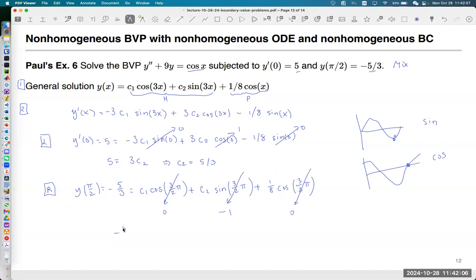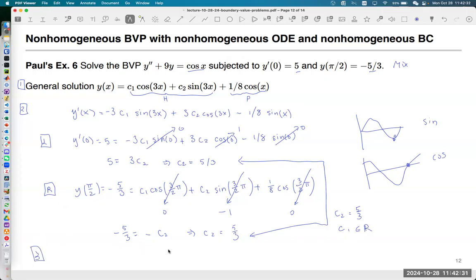So this tells us minus 5 divided by 3 is equal to minus C2. And therefore C2 is equal to 5 over 3. And so these two boundary conditions tell us the same thing, that C2 is equal to 5 divided by 3, but tell us nothing about C1. So C1 remains a constant, that's a real constant.